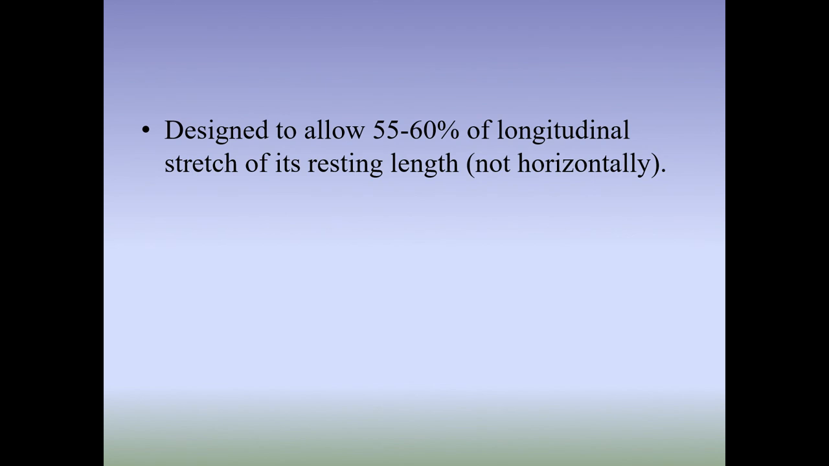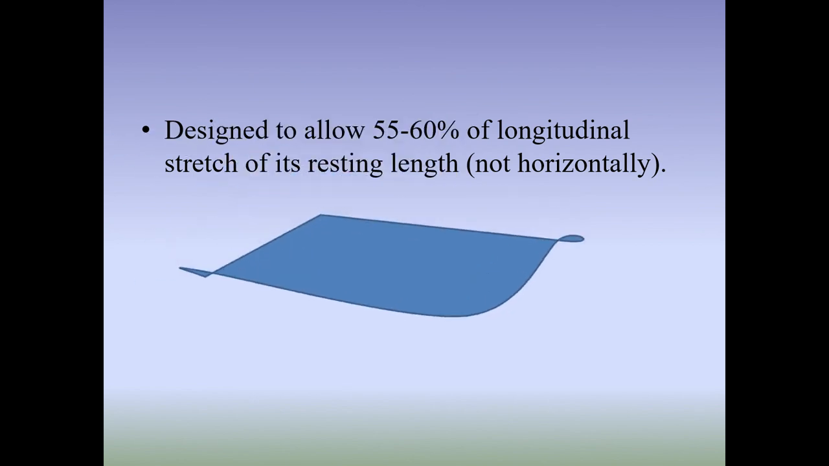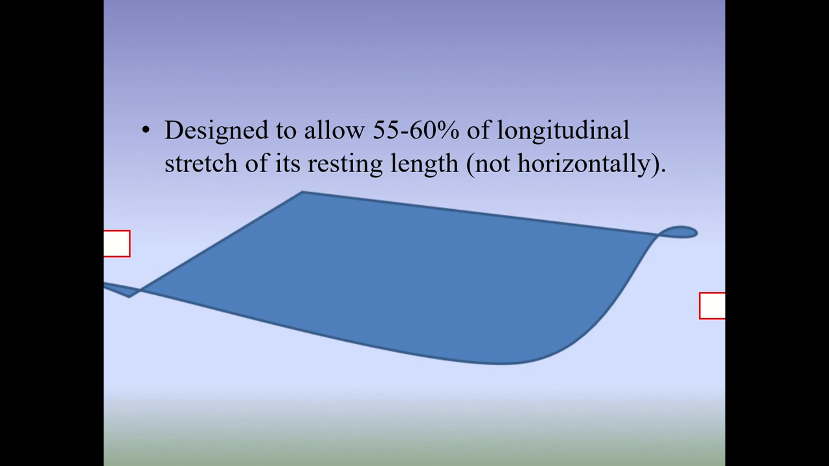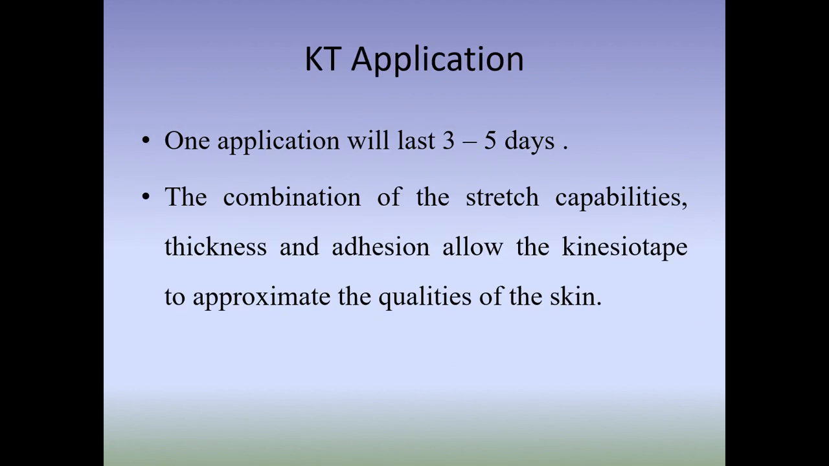Kinesiotape is designed to allow 55 to 60% of longitudinal stretch in the lasting length, not horizontal. So consider this to be your tape, it is getting stretched in the longitudinal direction, not horizontally, as you can see in the video. Coming to application. Once kinesiotape is applied, it remains intact for 3 to 5 days as it is waterproof. But make sure you suggest the patient not to scrub while taking a bath. The combination of stretch capability, thickness, and adhesion allows the kinesiotape to approximate qualities of the skin.